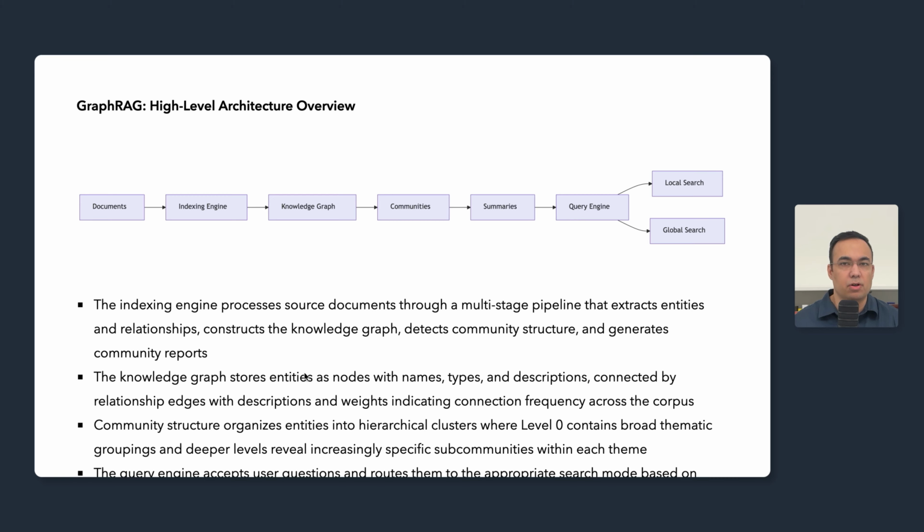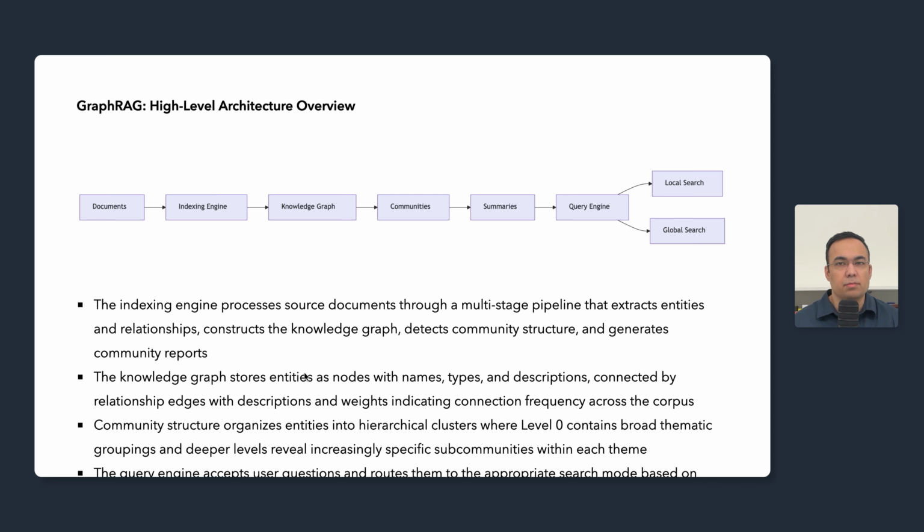Level 0 contains the broadest thematic groupings corresponding to major topics in your dataset. Deeper levels reveal increasingly specific subcommunities within each parent community. This hierarchical organization is what enables GraphRAG to answer questions at different levels of abstraction.